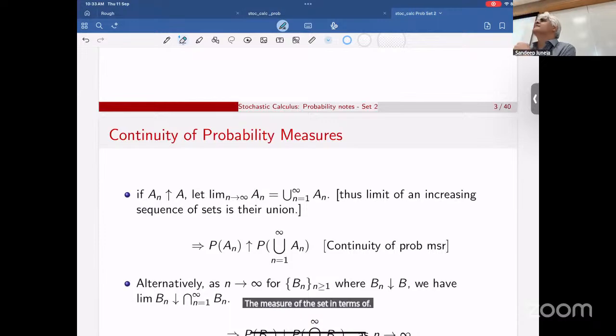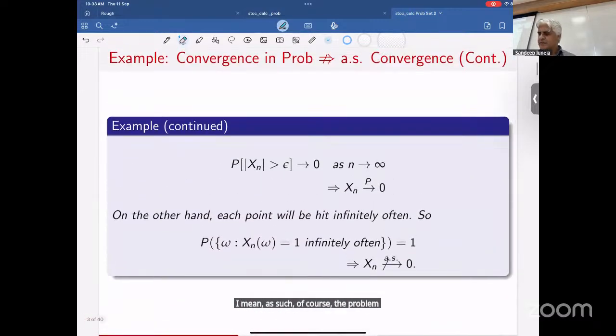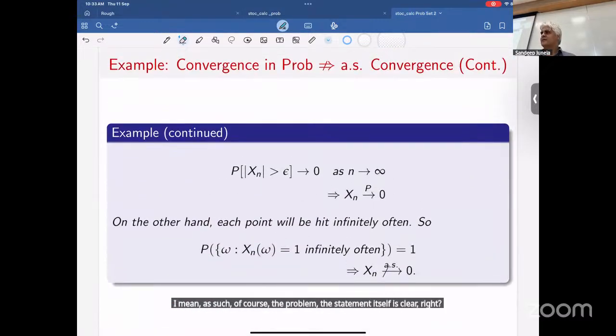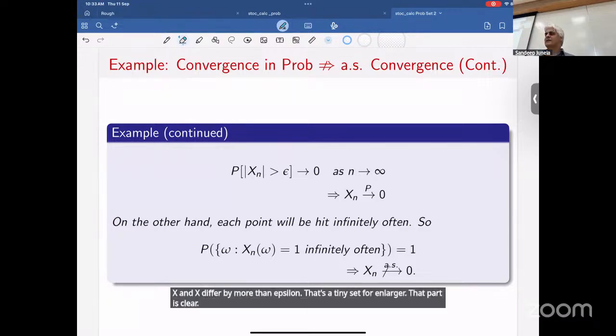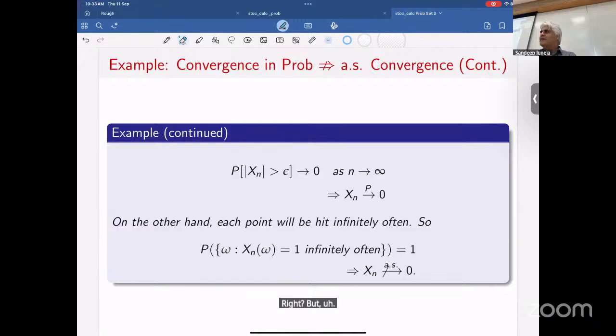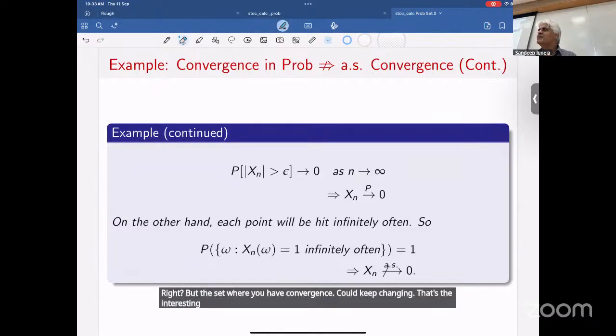I see. As such, of course, the statement itself is clear, right? The set where xn and x differ by more than epsilon, that's a tiny set for n large enough. That part is clear, right? But the set where you have convergence could keep changing. That's the interesting part in probability.